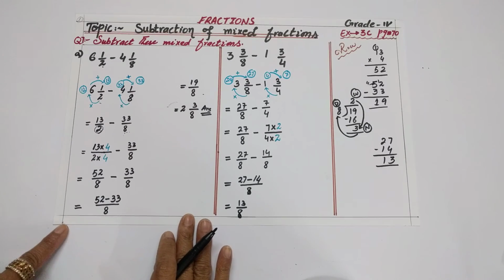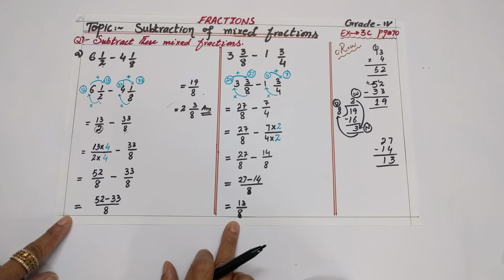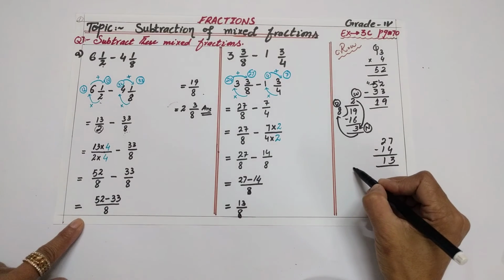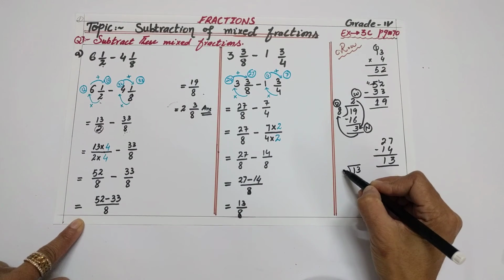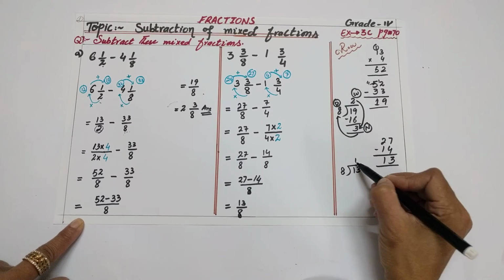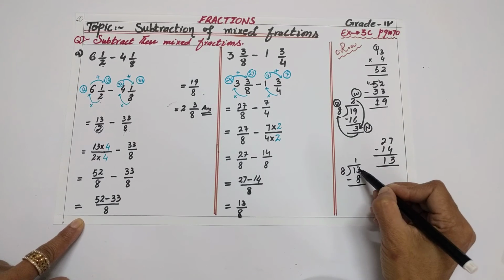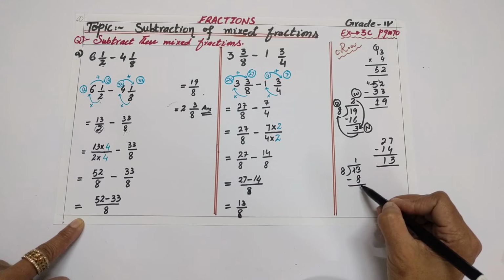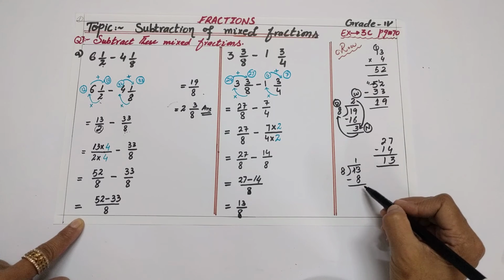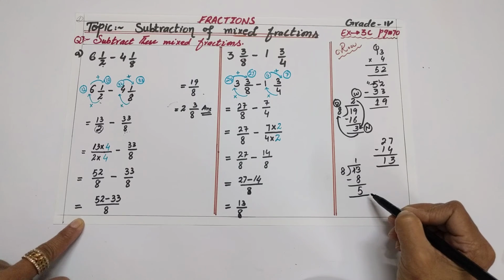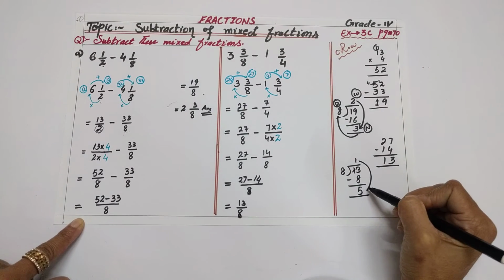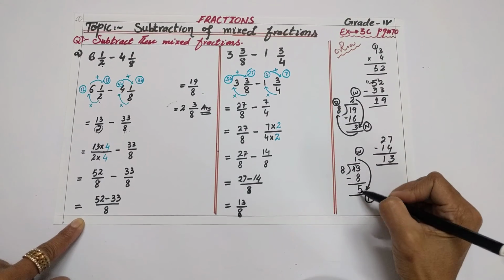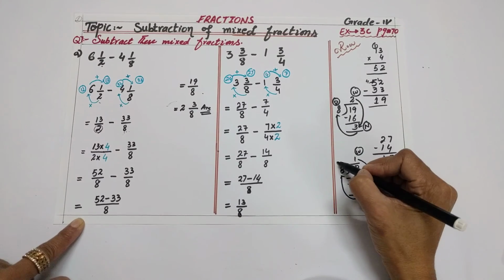Now check whether this 13 by 8 is a proper fraction or improper. It is an improper fraction, so convert this improper fraction into a mixed number. Divide the numerator by the denominator. 8 ones are 8. So 3 minus 8 is impossible. Take the borrowed 13. 13 minus 8. 5. Your answer is 5. So now we will write 1 as the whole, 5 as the numerator, and then 8 as the denominator.